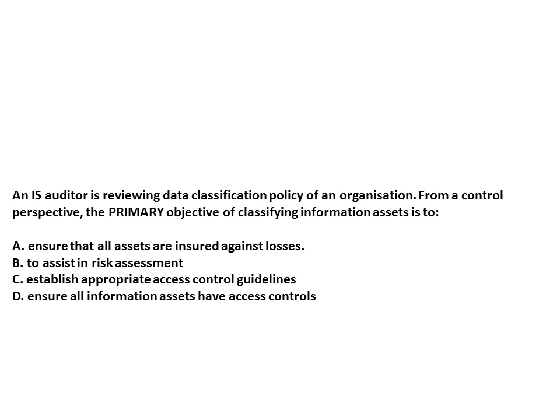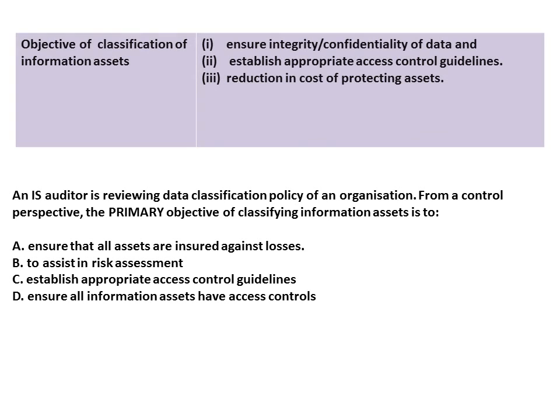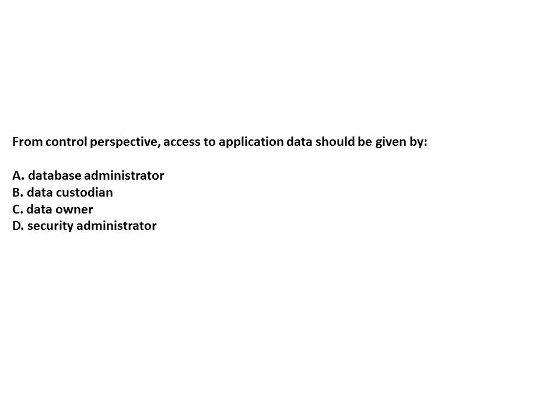Reviewing the data classification policy of an organization from a control perspective, the primary objective of classifying information assets is to? Whenever the objective of classification of information assets is in the question, your first preference should be to ensure integrity, your second preference should be to establish appropriate access control, and your third will be reduction in cost of protecting the data. In our question, the first preference is not there. So your answer should be to establish appropriate access control guidelines. From a control perspective, access to application data should be given by the data owner.